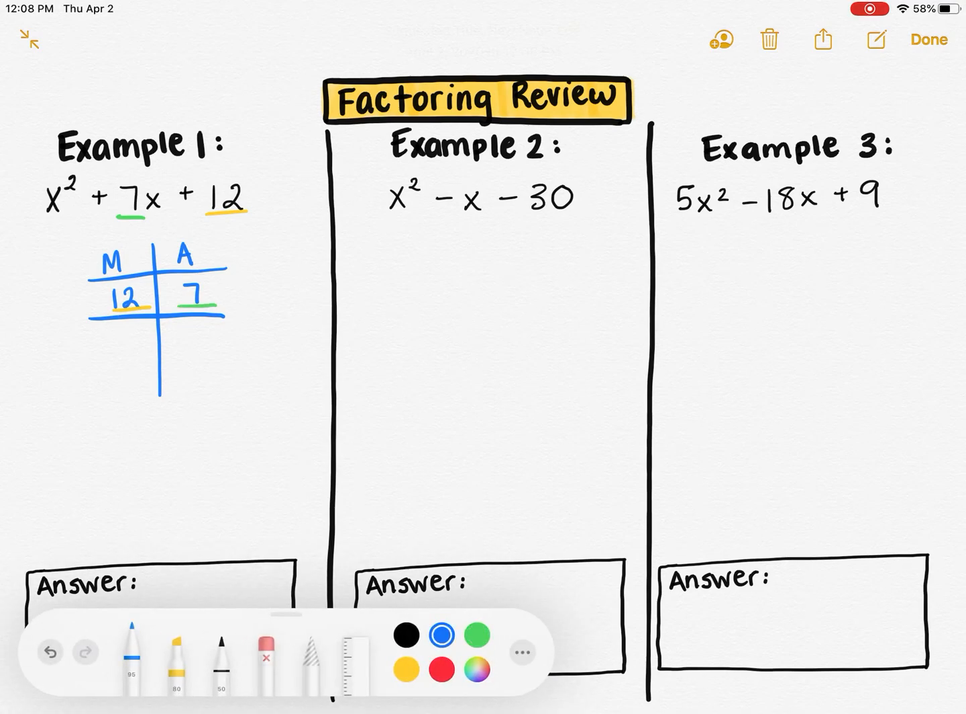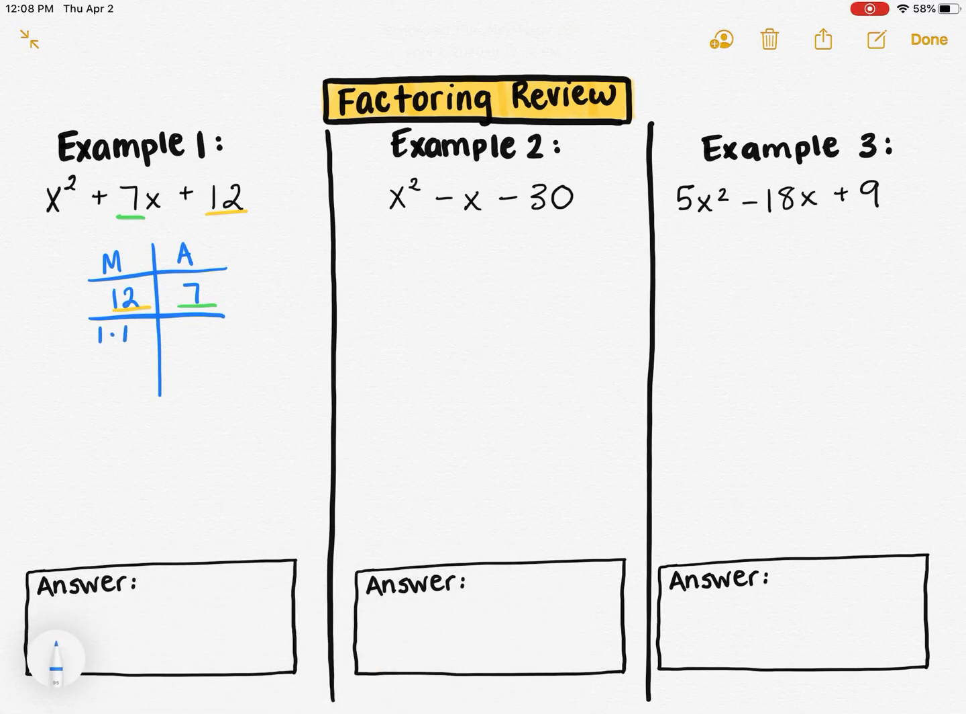So in order to figure this out, I need to list all of the factors of 12. So I always start with the easiest factors for any number, which is 1 times that number. Then I move on to 2, and I think if 2 goes into 12, and since 12 is even, I know 2 does go into 12. 12 is 2 times 6. And then I move on to 3, and I know that 12 is 3 times 4. And since the next number we would check is 4, and we already have 4, that means we have all the factors.